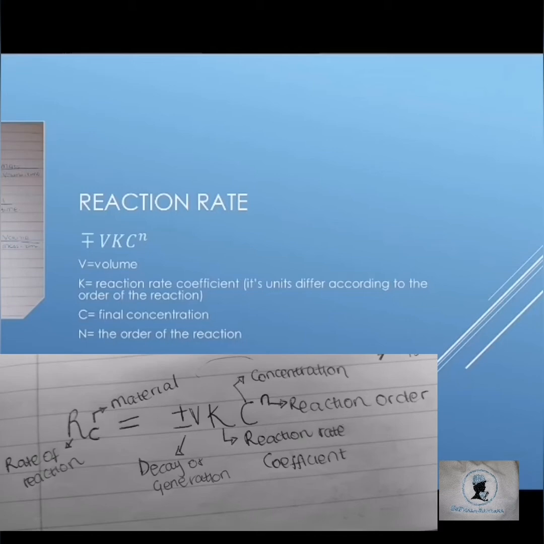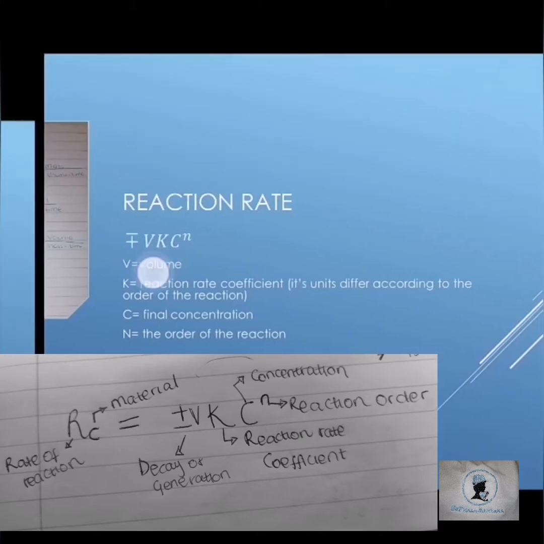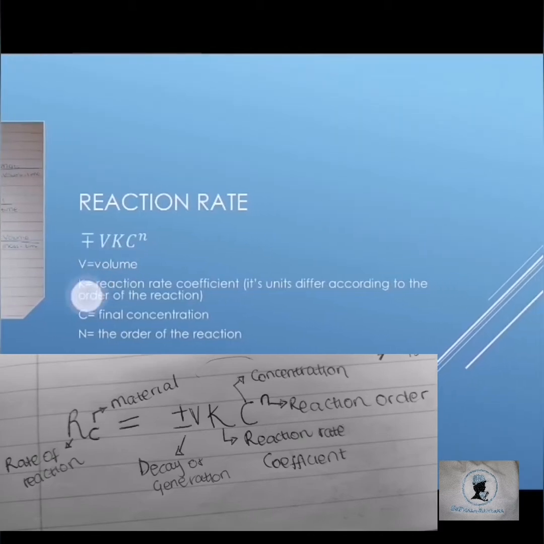Plus or minus simply denotes that it's either decay or generation, or both at the same time. V is the volume, K is the reaction rate coefficient. Its unit differs according to the order of the reaction. C is the final concentration. Please don't substitute the initial one.